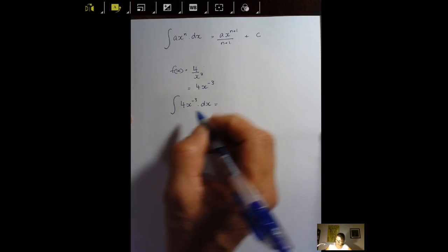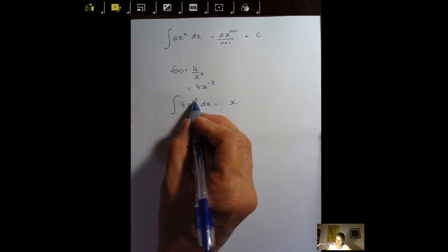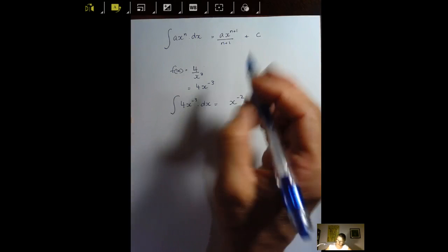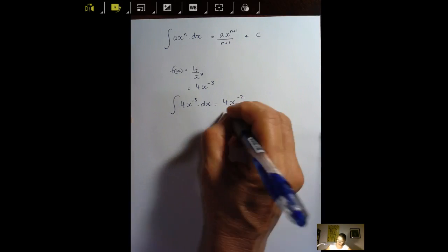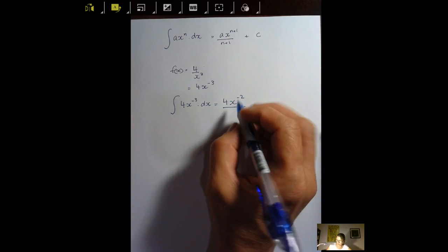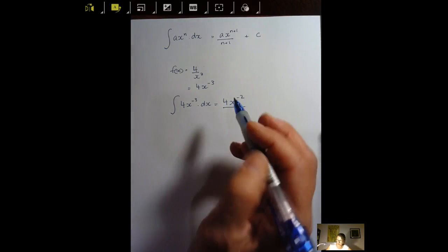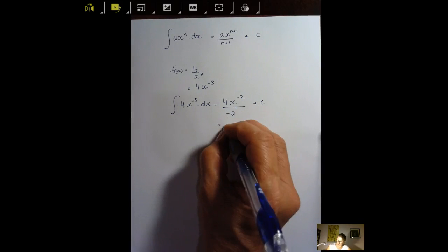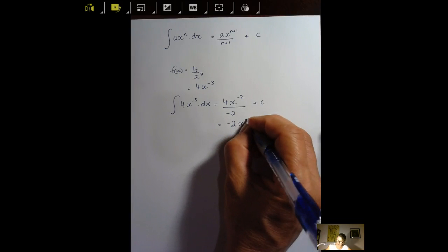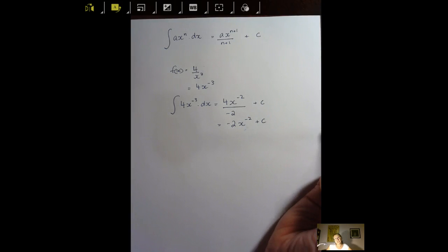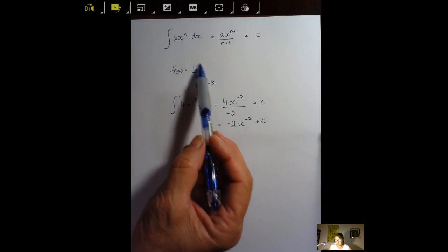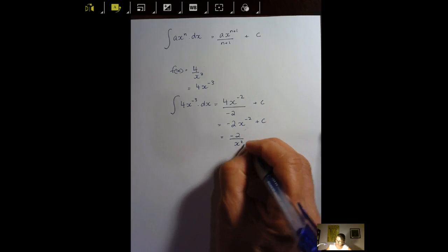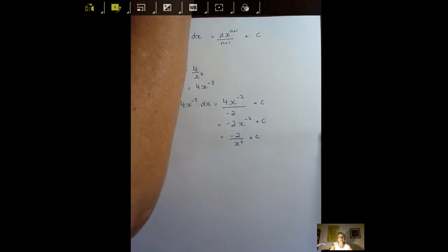First of all, I'm going to deal with my x. So it becomes x to the power of negative 3 plus 1, which is x to the power of negative 2. My a is still 4, and what I'm going to have in the bottom is I'm going to divide by my negative 2, plus c. So that becomes 4 divided by negative 2, which is negative 2, x to the power of negative 2, plus c. And if I needed to write that with a positive index, or similar to my original function, I could write that as negative 2 over x squared plus c.